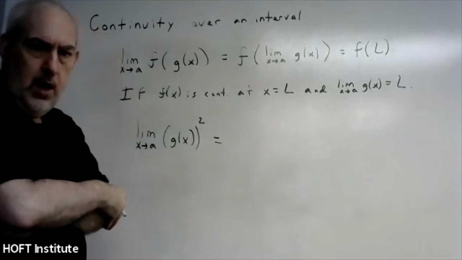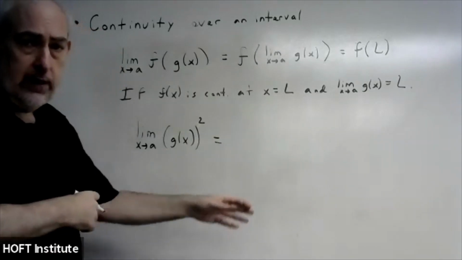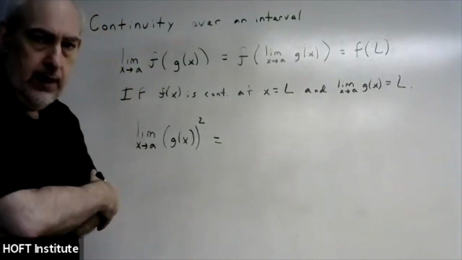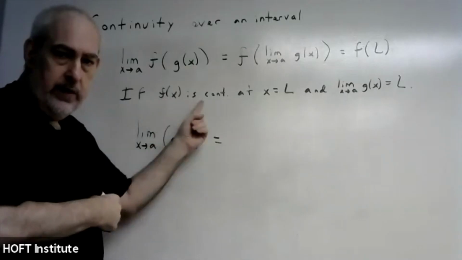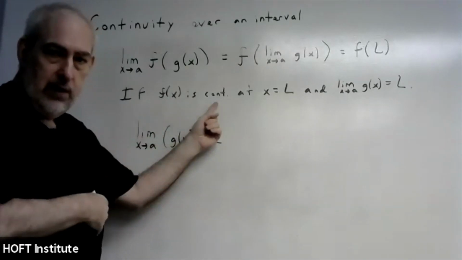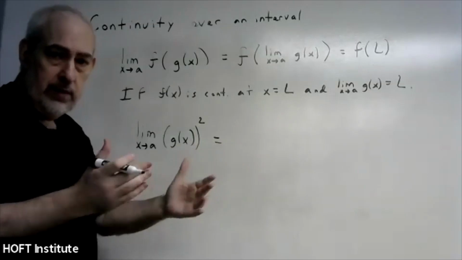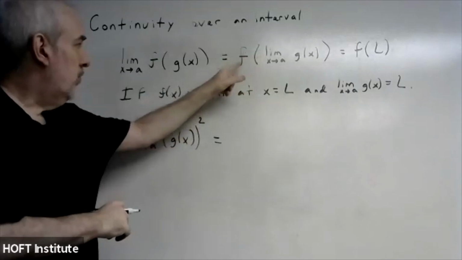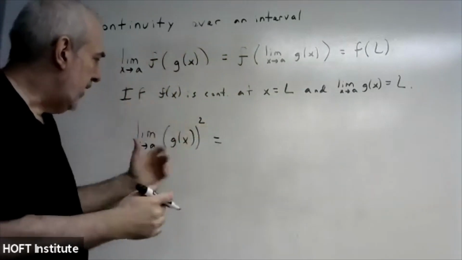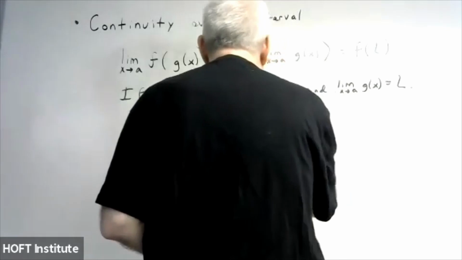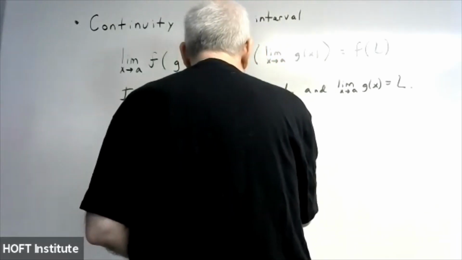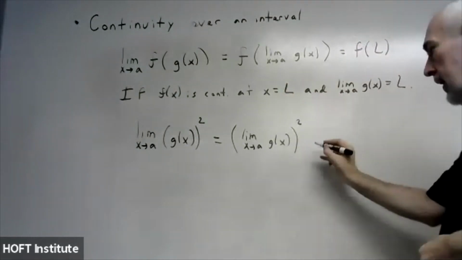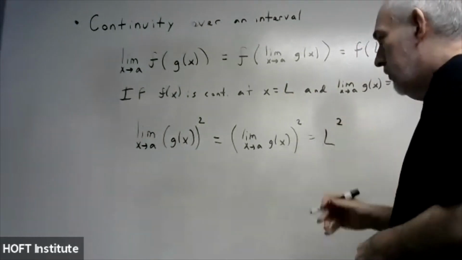Okay. And let's assume the second thing, that the limit as x approaches a of g of x is L. Since we know that the function is continuous, because x squared is continuous everywhere, and I already stated, assume that that limit of g of x is going to L, that means that we can go from here to here, sort of factoring the square out of the limit. And then, since we've already assumed that this is going to L, this is going to go to L squared.